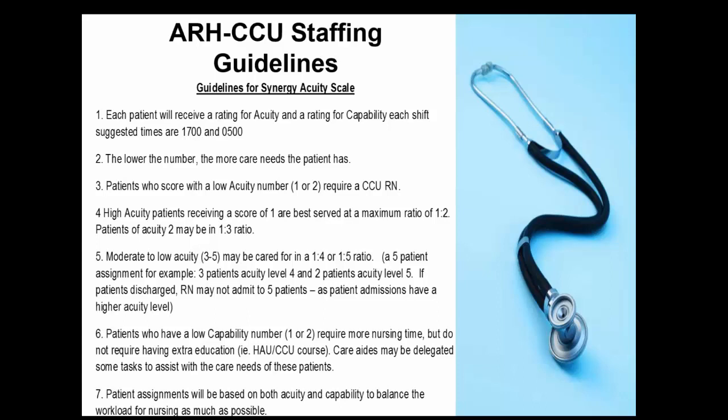I want to just point out a couple of them to you. And again, these were developed by the nurses and the managers working together. This is a very participatory approach. So number 3, for instance: patients who score an acuity of 1 or 2, high needs, require an RN who's experienced in the CCU. They need to have a CCU RN, and that means a more experienced nurse who has that special certification.